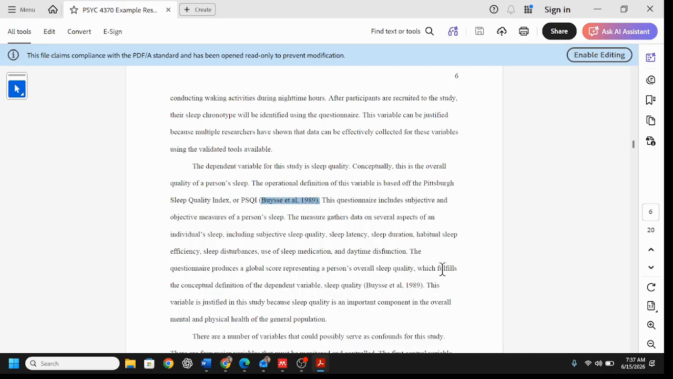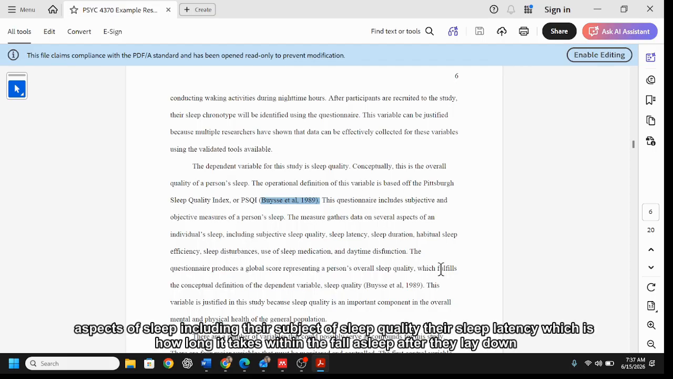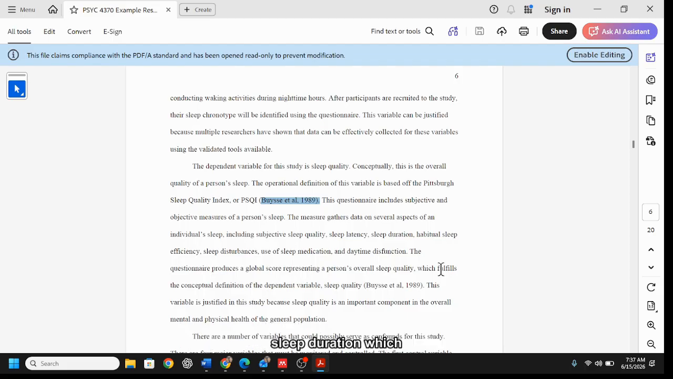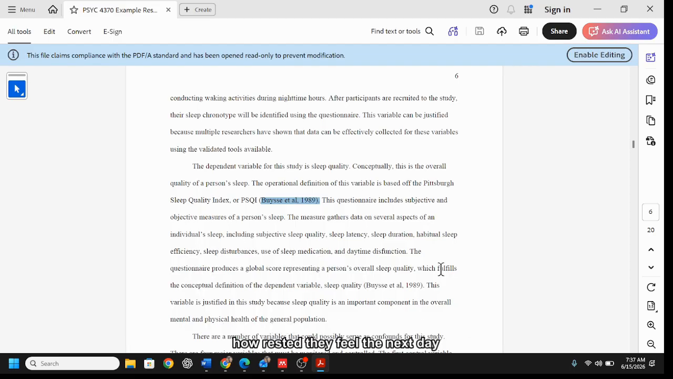This is from Buysse et al. in 1989. Then I talk about what it is, because that helps the person understand how I came to my conceptual and operational definitions. So it's got subjective and objective measures of a person's sleep. It gathers data on a myriad of different aspects of sleep, including their subjective sleep quality, their sleep latency, which is how long it takes for them to fall asleep after they lay down, sleep duration, which is how long they sleep, habitual sleep efficiency, which might be measured by asking them how well and how rested they feel the next day.